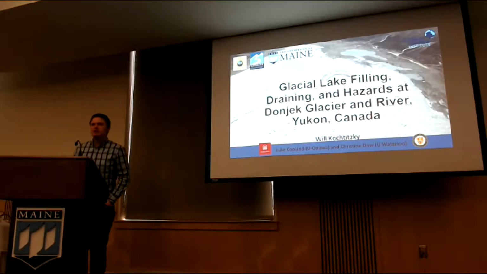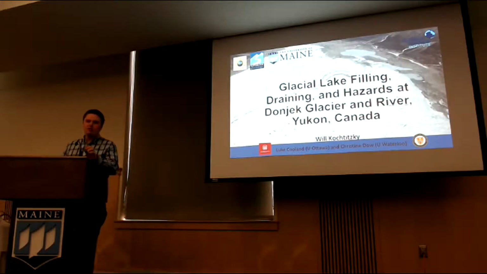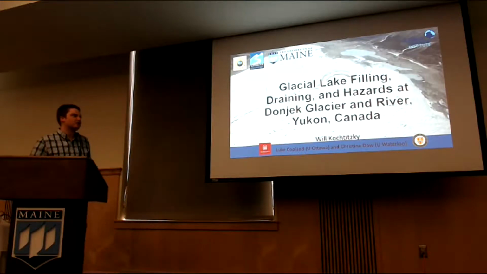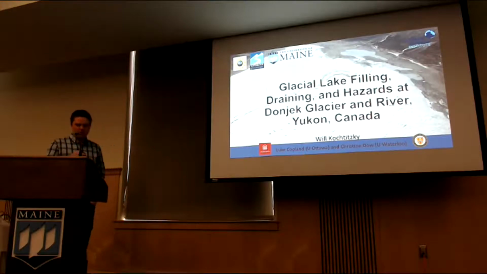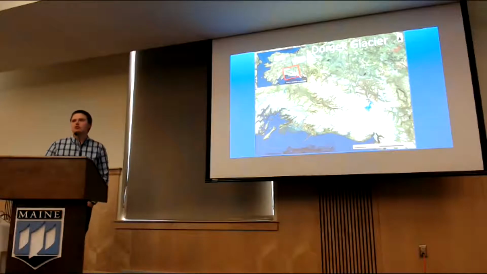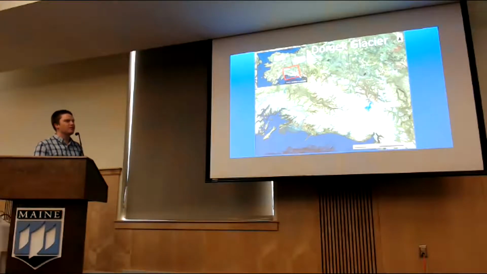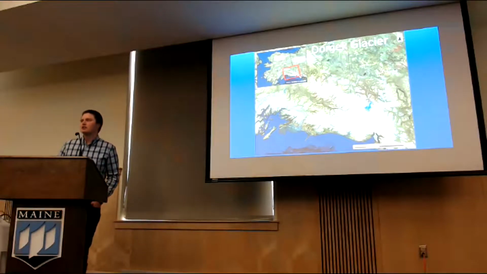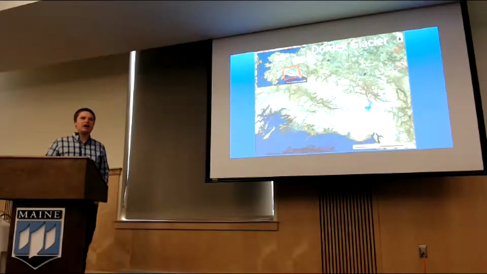So I'd like to talk today a bit about some of the work I've been doing to better understand some of the hazards associated with Donjek Glacier and river in the Yukon. Donjek Glacier is here in southwest Yukon in Canada. It's right along the border with Alaska. It's situated on the north side of the St. Elias Range, so it's a relatively dry and cold climate here in the southwest Yukon.